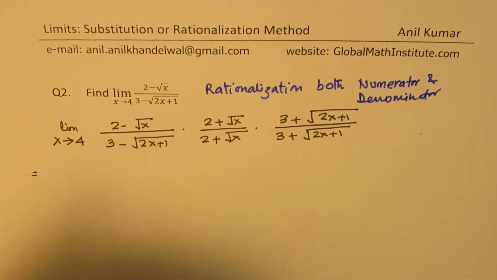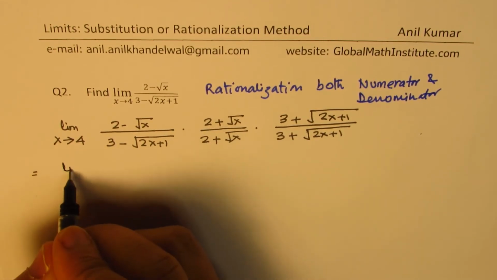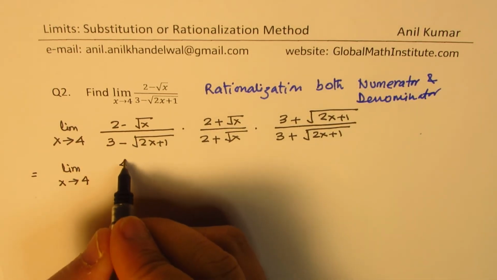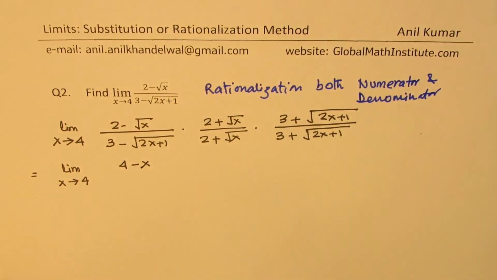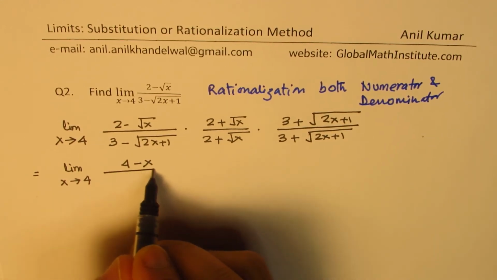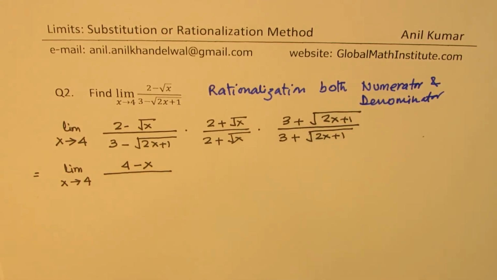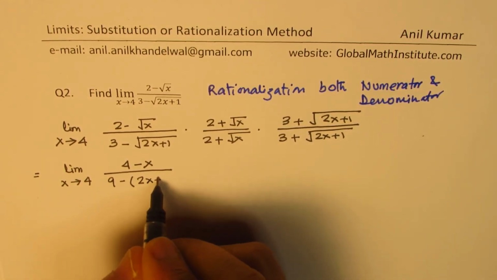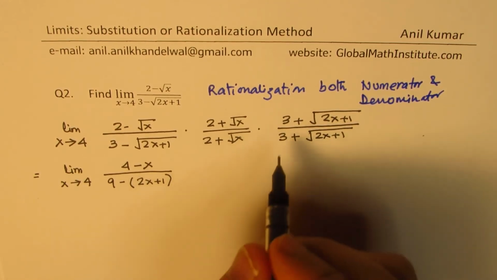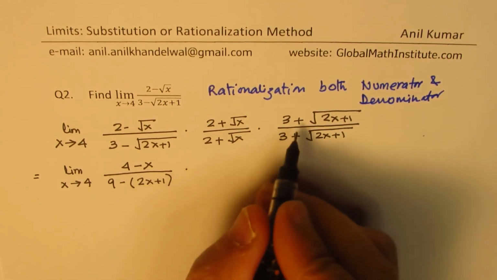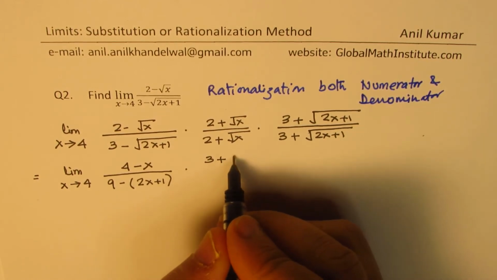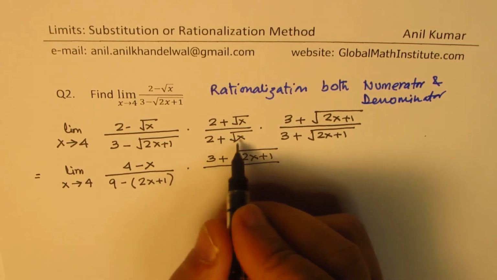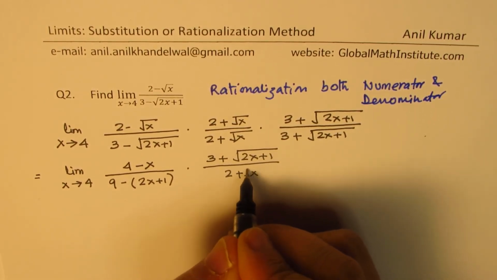Now, multiplying these two terms, we get what? We get a square minus b square, that is, we get 4 minus x, correct? Now, multiplying these two terms will give us 9 minus (2x plus 1). And what we didn't multiply, we'll write now, which is in the numerator, we use 3 plus square root of 2x plus 1. And in the denominator, it was 2 plus square root of x. Is that clear to you?